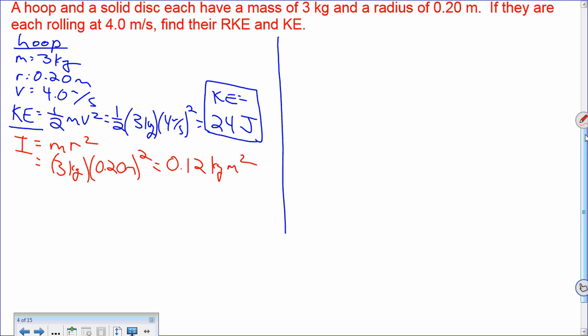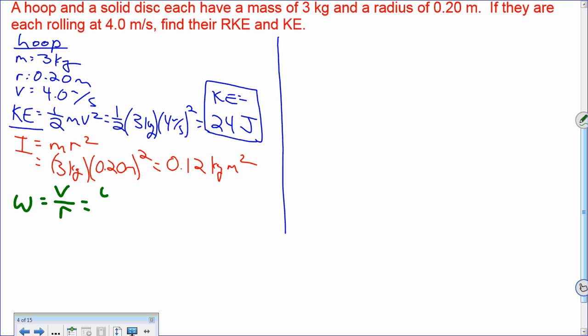Everybody good? All right, what else do I need to find? Angular velocity, omega, right? So let's do that. So omega is, well, let's see. I know this stuff. Anybody see an easy way to find the omega? v divided by r, right? Use one of those jumper equations from last chapter, right?